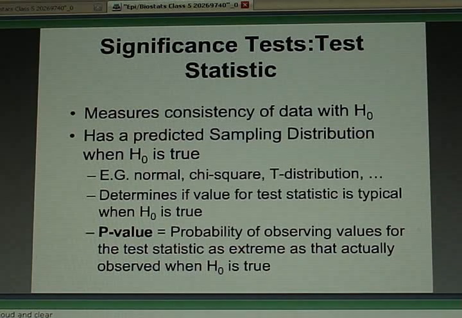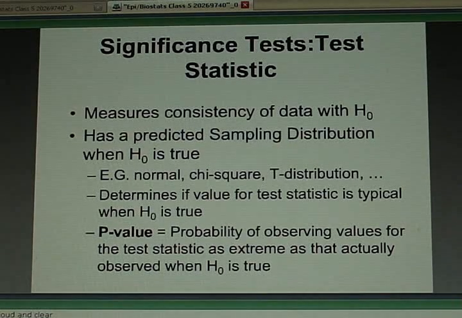P-value is the probability of getting a test statistic value like the one you just observed in your one study when the null hypothesis is true. Saying how typical is this value from this one study when the null hypothesis is true. So it's describing in a probability statement the chances of getting a result like the one you see in your data when the null hypothesis is true.